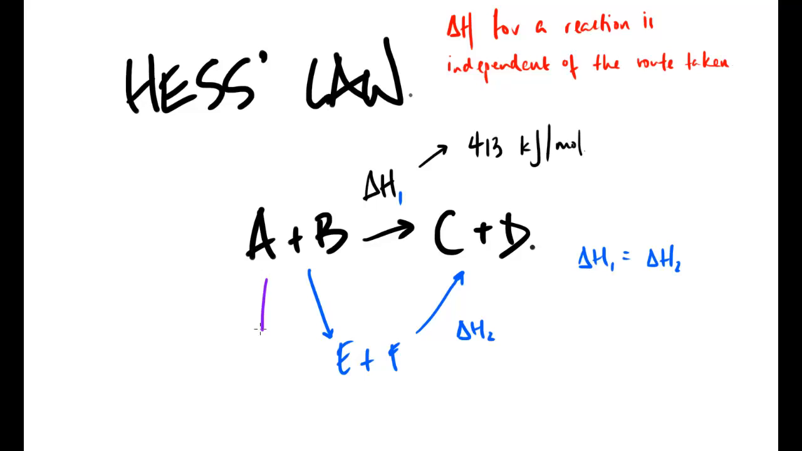I could say, well, I'll go to another step here, Z to another step here, Q to another step here, P to another step here, R, and then I'll finally end up at C and D, and still enthalpy change 3 will be equal to them all. And so this is what Hess's Law really means. It means that no matter what you do to get from A plus B to C and D, provided you start with that and you end with that, you are going to have the exact same enthalpy change for that reaction.